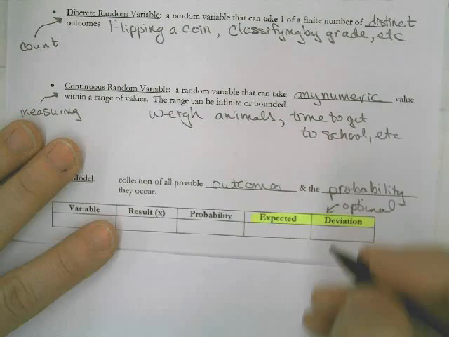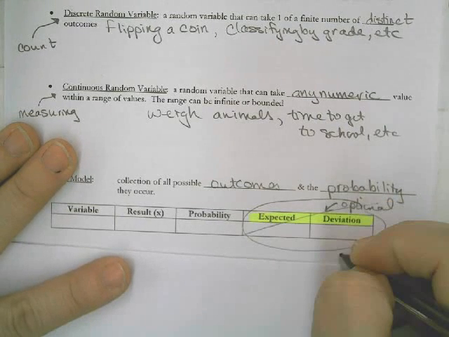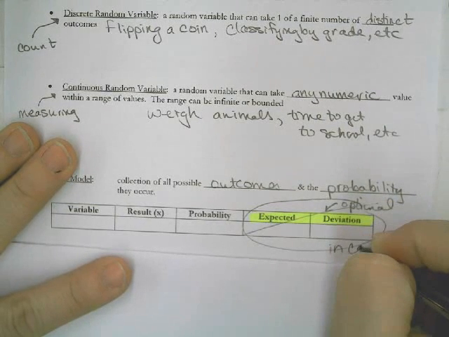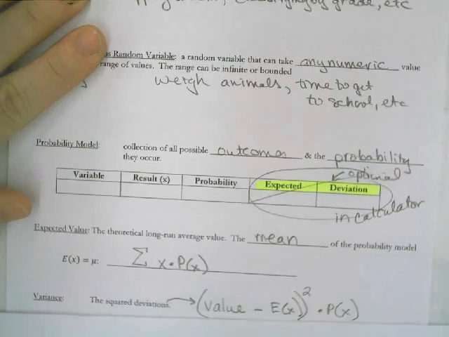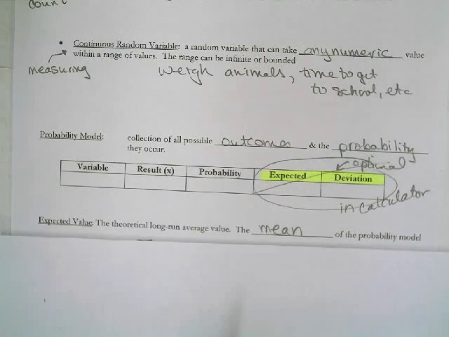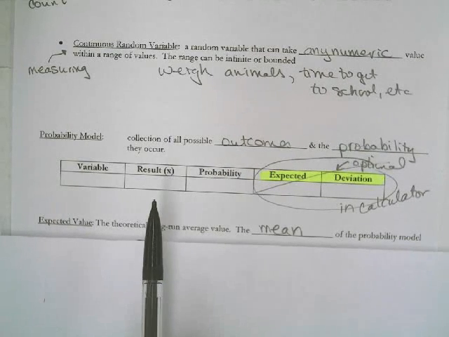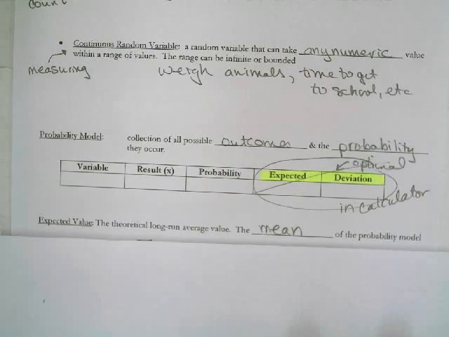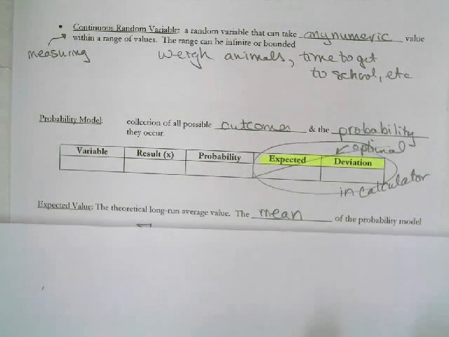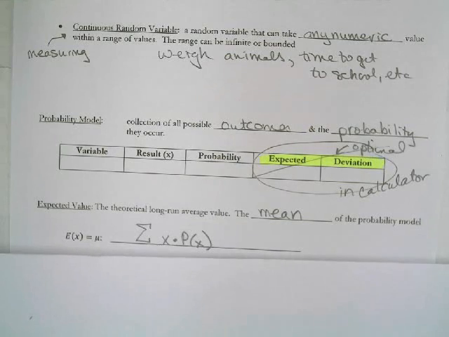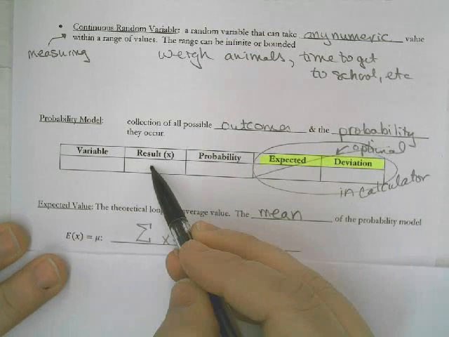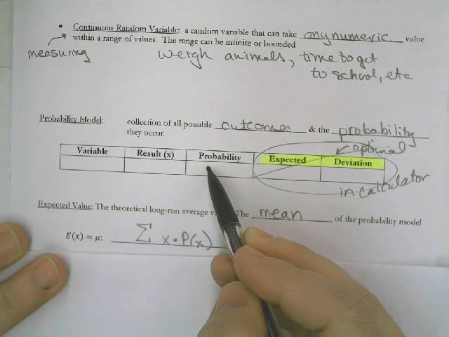Okay, so when we fill these things out, after you fill them out, you have something called the expected value. And the expected value is just the theoretical long-run average. It's the mean. You're taking the average of what should happen. And the way you do that is you take each value and you multiply by the probability that it has, and then you add them up. So that's just the summation. And again, you don't have to know how to do this by hand. Your calculator will do it for you once you get it in your L1 and L2.